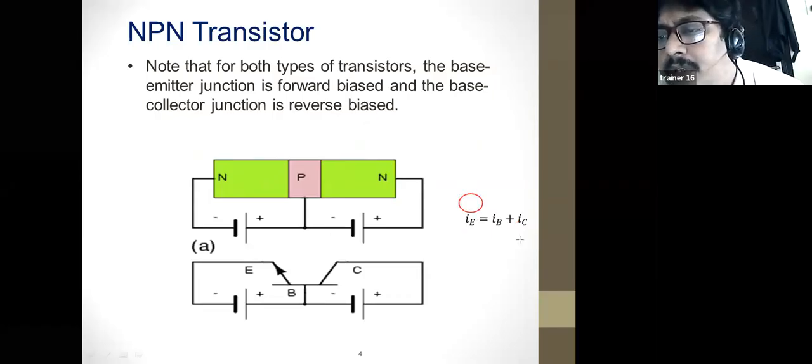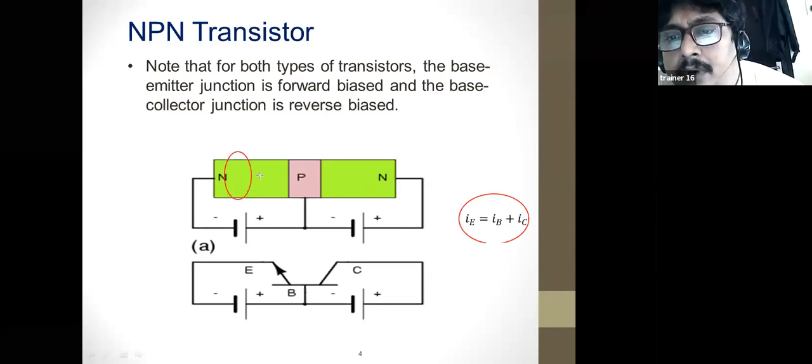Here, if you see, the emitter current is the sum of the base current and the collector current. In an NPN transistor, the majority carriers are electrons. Remember this point: majority carriers are electrons. That means from the N type, that is the emitter current, the current flows towards P and N.